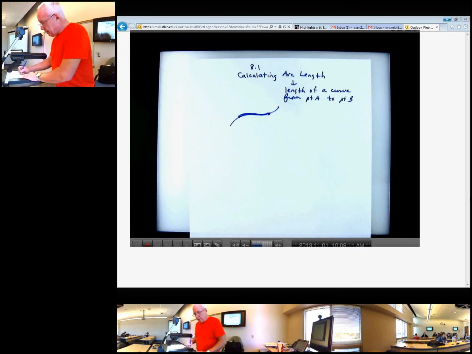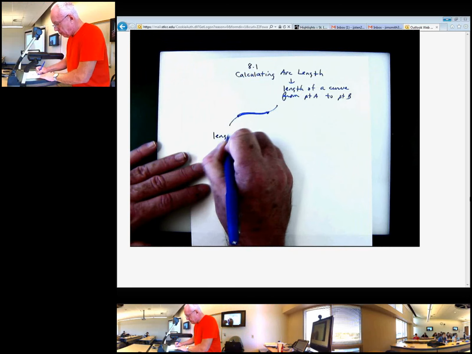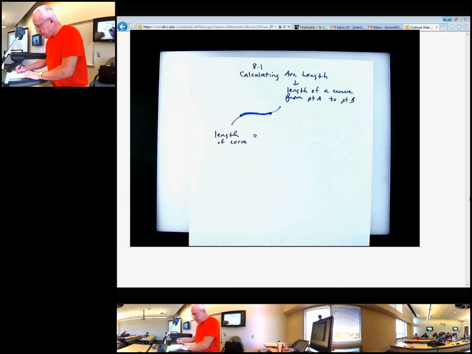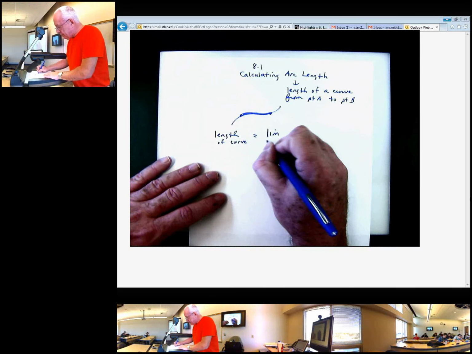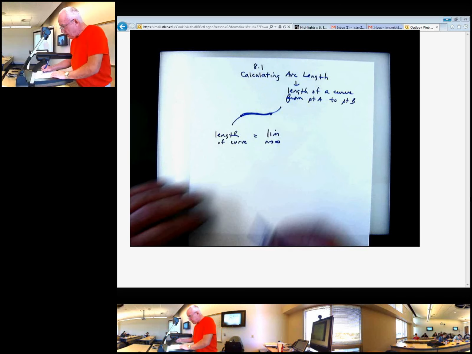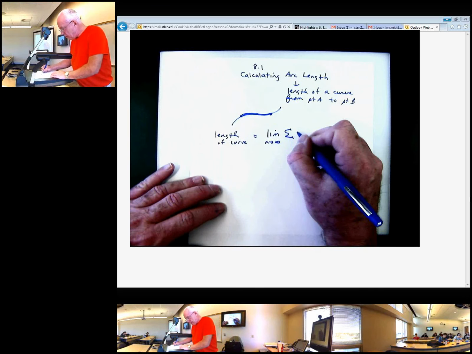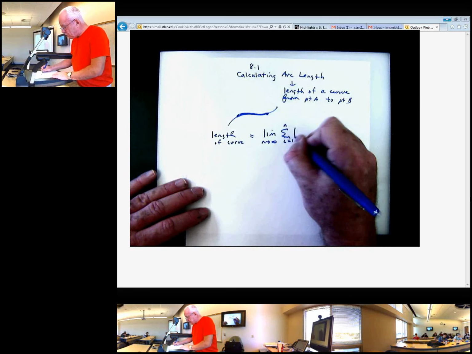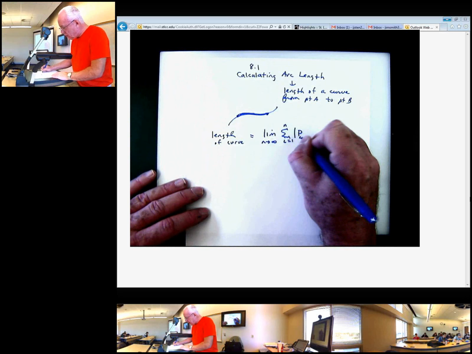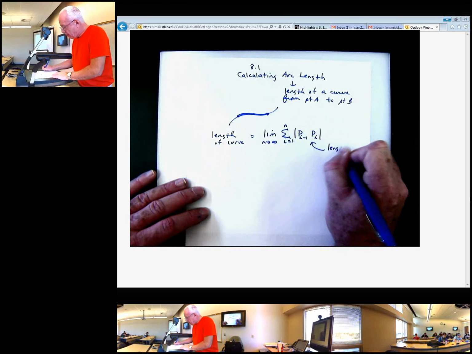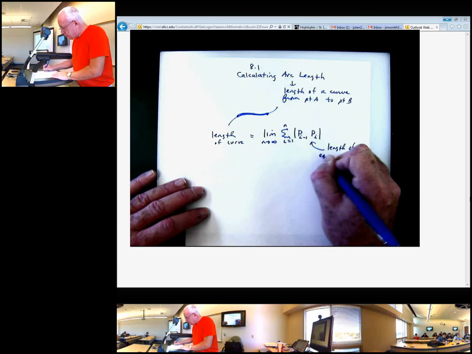So therefore, the length of the curve is going to be the limit as the number of lines goes to infinity, so n goes to infinity, of the sum from i equals 1 to n of these lengths. We'll call this point P sub i minus 1 to point P sub i. This is the length of each small straight line segment.